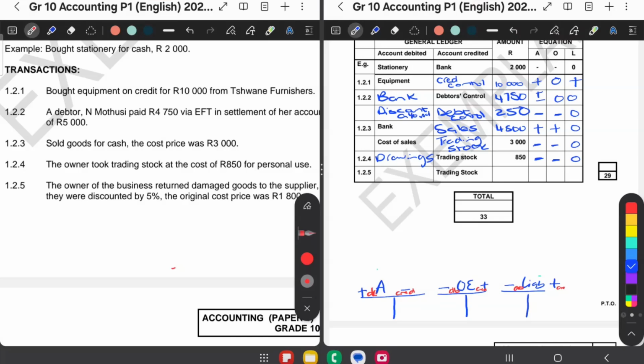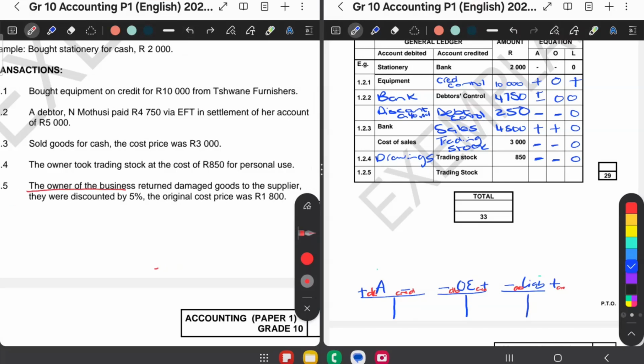Okay, our last adjustment says 1.2.5. The owner of the business returned damaged goods to the supplier. They were discounted at 5%. The original cost price is 1,800. Okay, so we are returning goods to the supplier. Now, a supplier is always creditors control, eh? But it's now discounted by 5%.